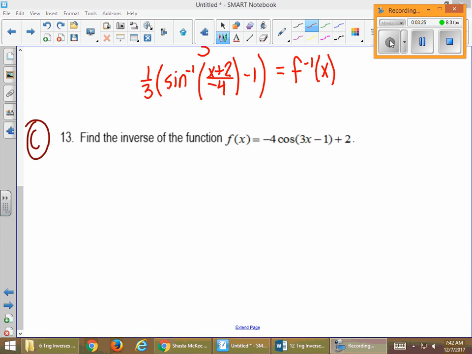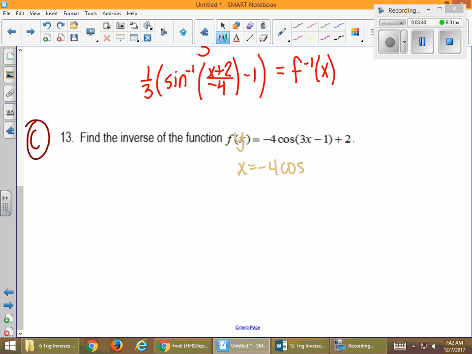That first one was from test D. This is the test C problem. As you can see, super similar, but I'll go ahead and run through it. Change f of x to y. Switch x and y. And solve for y. So our first thing here, I guess it would be helpful if I wrote that y in there though. There we go.